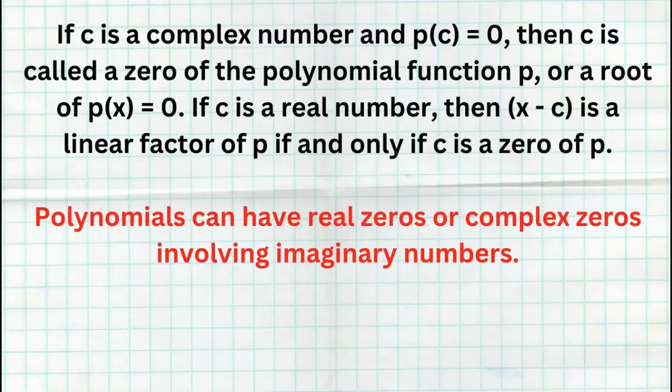Here's the idea. Polynomials can have real zeros or complex zeros involving imaginary numbers. Not every zero of a polynomial is going to be real. Obviously, on a graph, you're only going to see the actual real ones, but there are also these complex zeros that aren't going to show up on a graph if they have imaginary parts. So let's look at a couple examples to actually break down what this standard is saying.